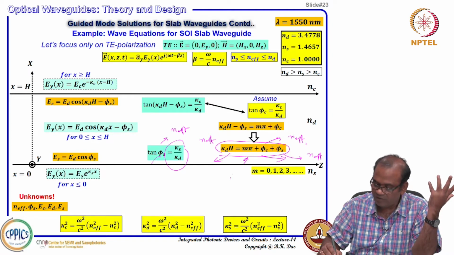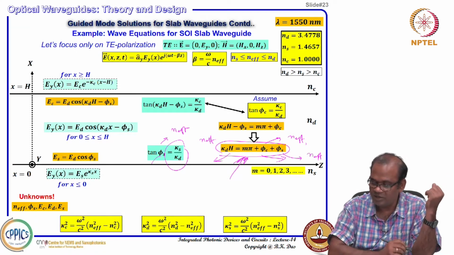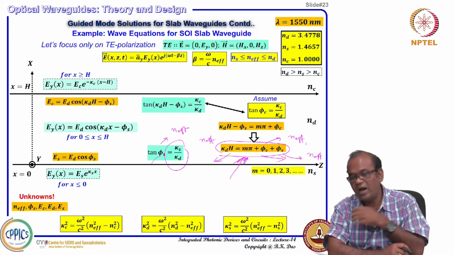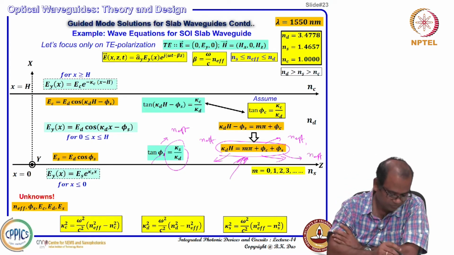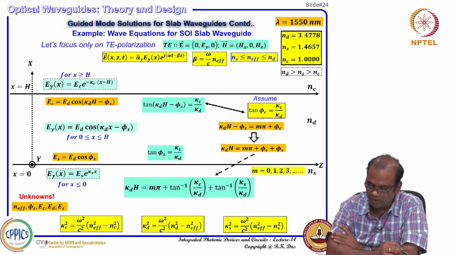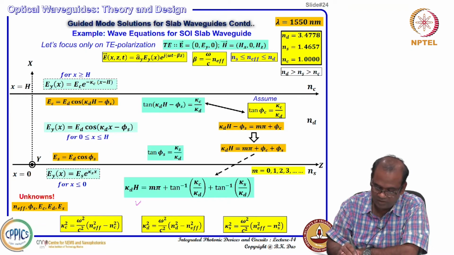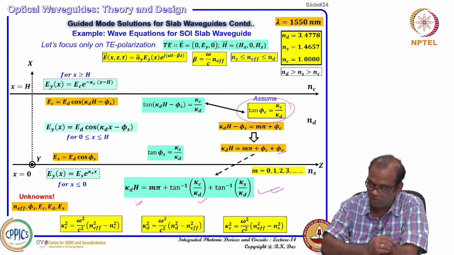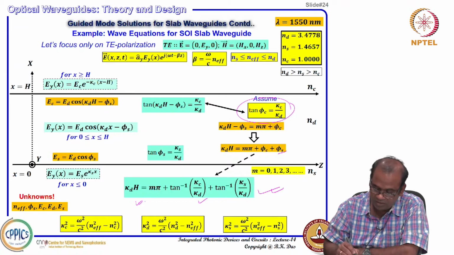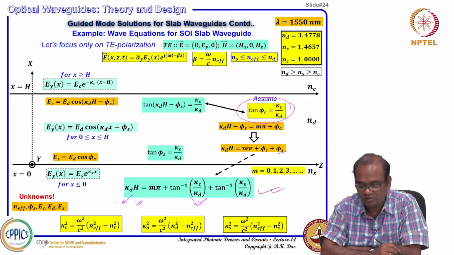So, I have the transcendental equation here, and that is some kind of eigen solutions we can consider for guided mode. Okay. So, I am just simply writing kappa_d h = m pi + phi_c + phi_s, where phi_c = tan inverse (kappa_c / kappa_d) and phi_s equal to this one. This is the so-called transcendental equation.